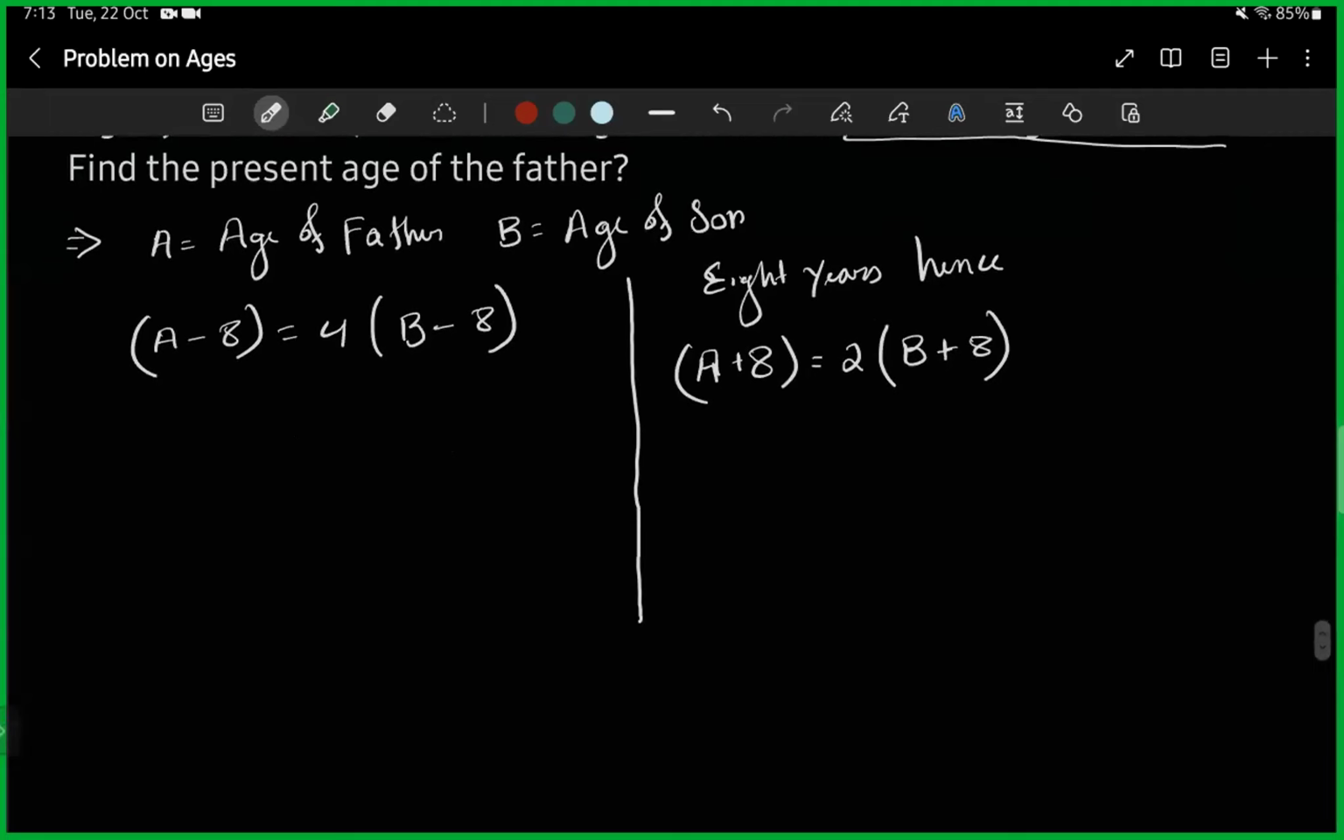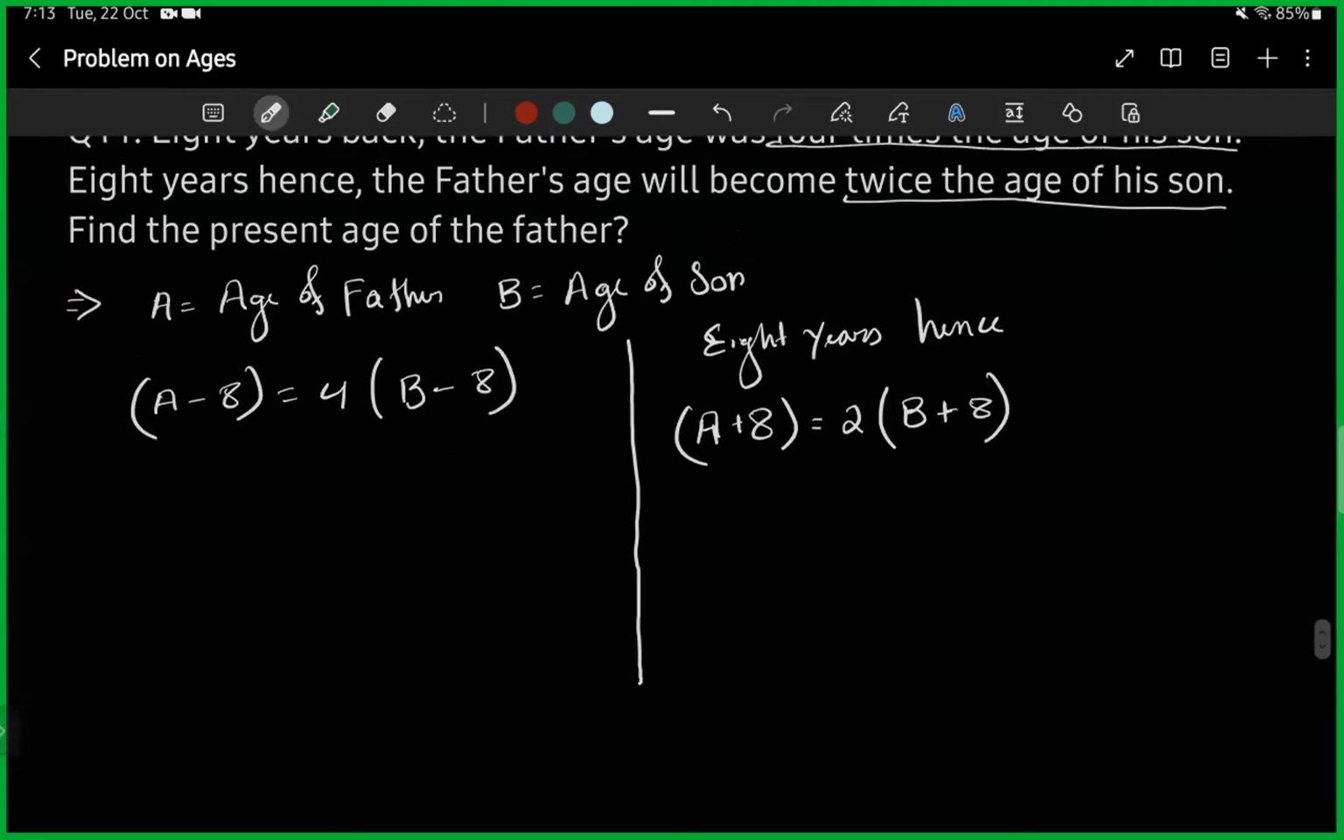After this, let's open up the brackets. Here, A minus 8 equals 4 times B. This will become 4B minus 4 times 8, that is 32. Likewise, 2 times B is 2B plus 2 times 8 is 16.